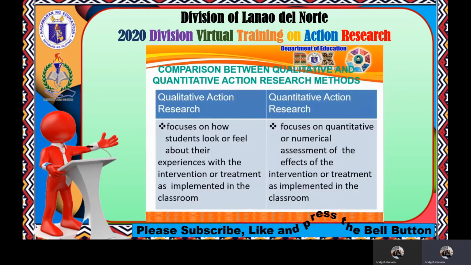So let us now have the comparison between the qualitative and quantitative action research method. So what is the difference between the two, aside from numbers, aside from words description? Qualitative action research focuses on how students look or feel about their experiences with the intervention or treatment as implemented in the classroom, while quantitative action research focuses on quantitative or numerical assessment of the effect of the intervention or treatment as implemented in the classroom.